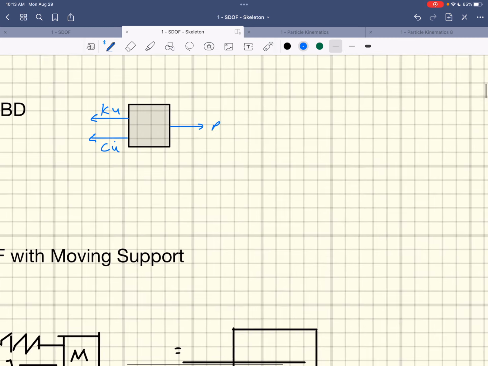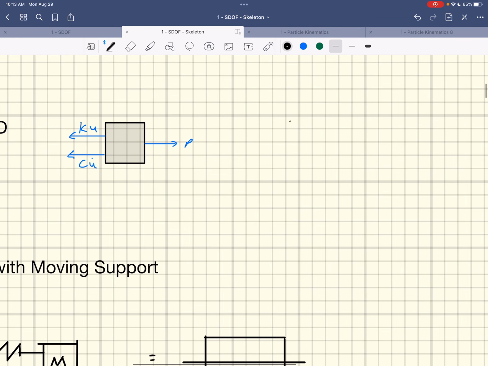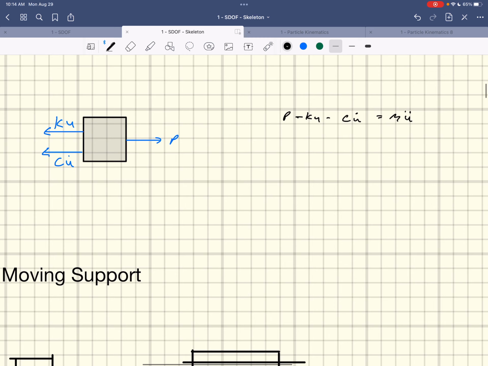So if you apply equilibrium here, dynamic equilibrium if you will, you have P minus KU minus C U dot is equal to mass times acceleration. The sum of the forces is equal to mass times acceleration. So what we did before is we put all of the U terms together. We get M U double dot plus C U dot plus KU is equal to P.